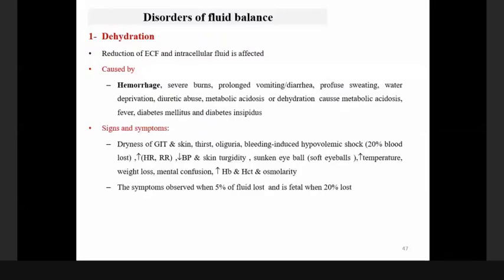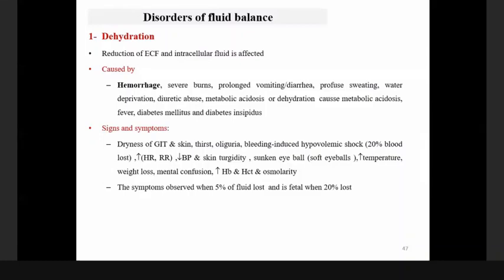Okay, then when we have dehydration, there are signs and symptoms. So the first is dryness of the GIT, or the gastrointestinal tract. Okay, dryness of the mouth, the stomach, and so on. And dryness of the skin is another manifestation. And thirst, that you need to take water when you get dehydrated. Another symptom, okay, oliguria, is again observed in a subject having dehydration.